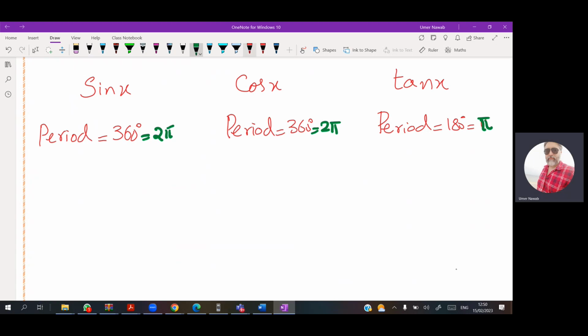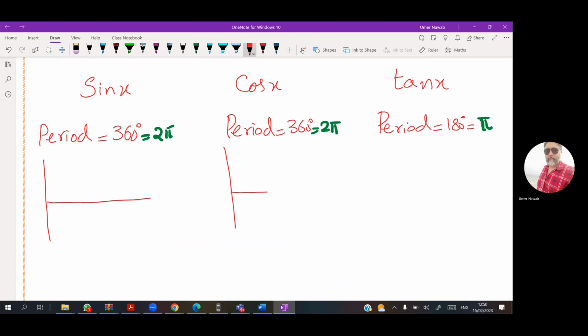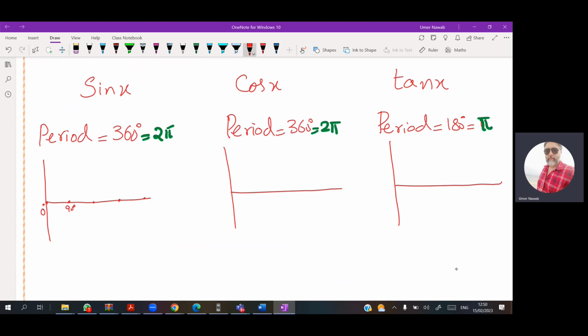Let me make the graphs very quickly, for sine, for cosine, and for tan. You remember the step of sine, cosine, and tan is always 90 degrees: 90, 180, 270, 360. Sine always starts from the center line. The maximum value of sine is 1. The minimum value is -1.